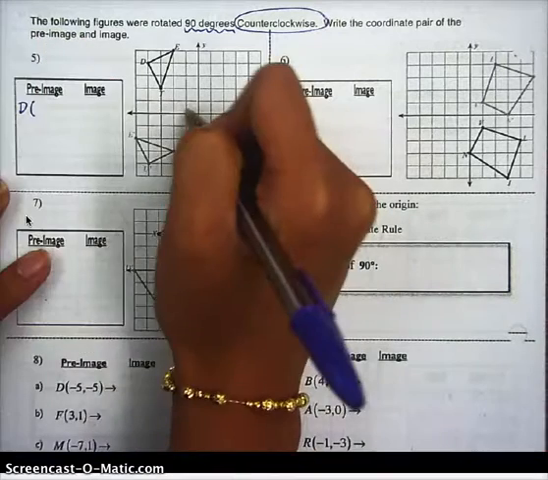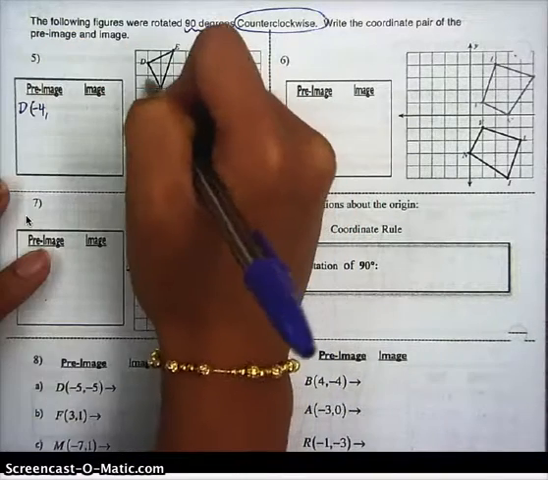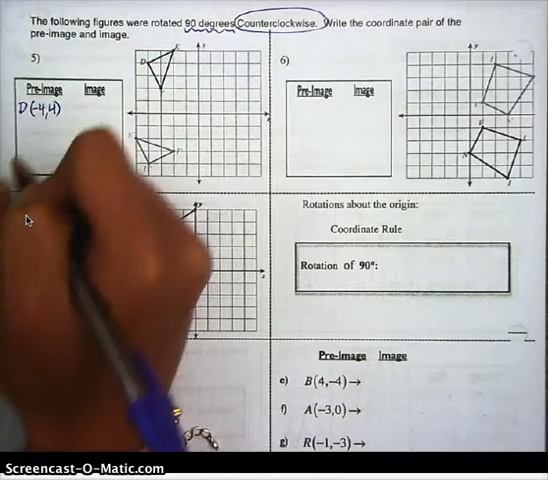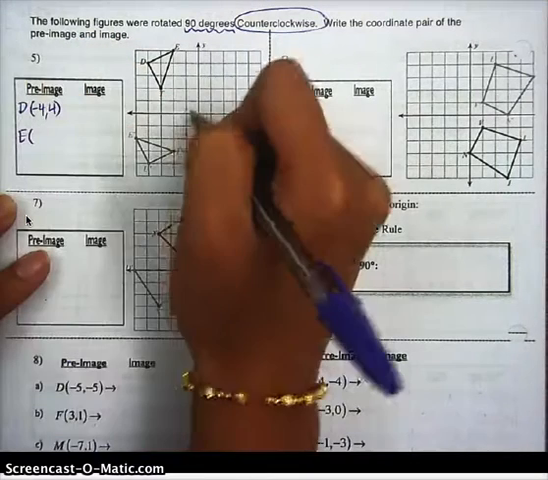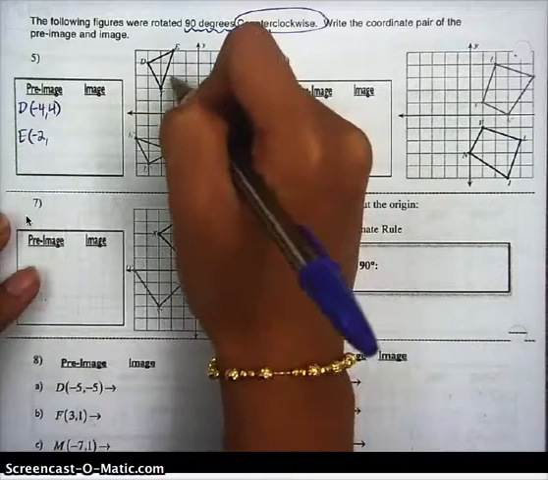D is 1, 2, 3, 4, so negative 4, comma, 1, 2, 3, 4. And then I have E, which is 1, 2, so that's negative 1, 2, 3, 4, 5.